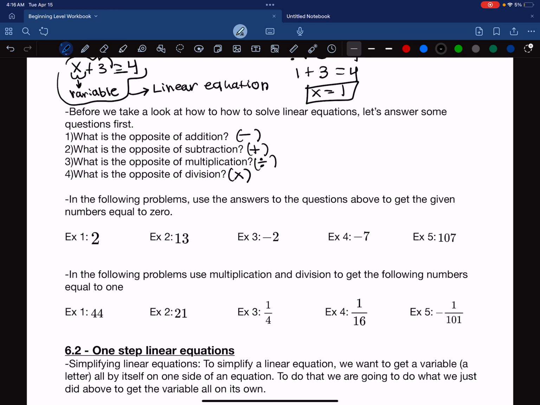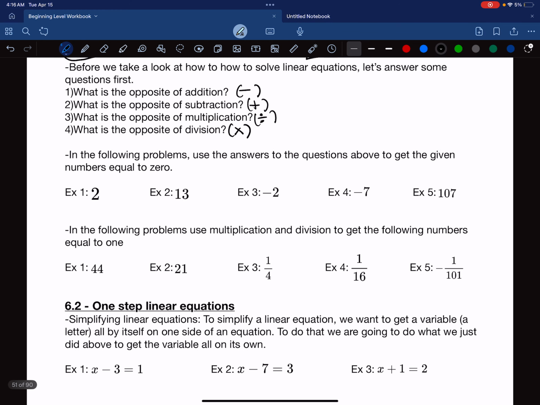With that in mind, in the following problems, let's get these values equal to 0. To do that, we are going to add and subtract their opposite values. In this case, we have a positive 2, so we're going to subtract 2 to get that equal to 0. Here we're going to subtract 13, which gets us to 0. Because we have a negative 2 in this case, to get that equal to 0, we're going to add 2. And here, because we have a negative 7, we're going to add 7. And we have a 107, which is positive, so we're going to subtract that to get to 0.